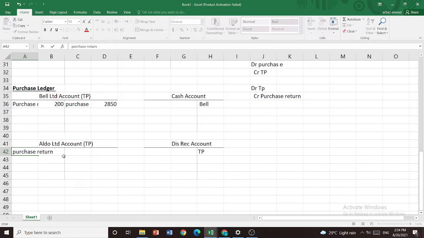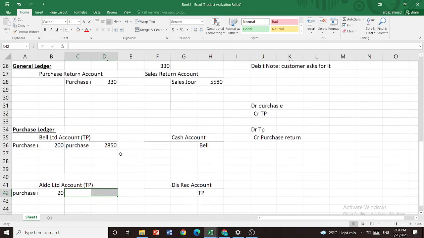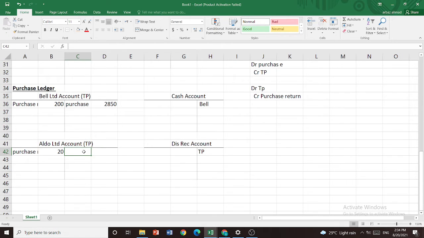Okay, now in order to have purchase return, I need to have purchase. I think I have raised it, but I need to have purchase. It means if I buy something, then only I can return that thing, right? It does not make sense that I am returning something I did not buy from someone, right? So this is the concept of purchase journal. It's going to become purchase return, right?